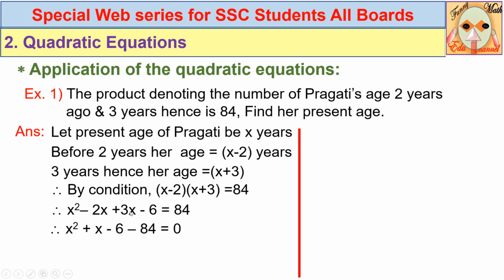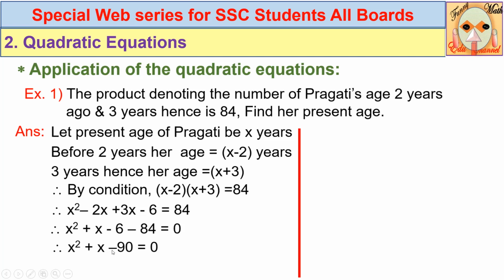Addition of minus 2x plus 3x, you get plus x, and minus 6 minus 84. In the next step you get x square plus x minus 90 equal to 0. Now this is like a general form. Now you can use directly factorization method. So you have to split minus 90 in such a way that the addition of those two factors is plus 1.